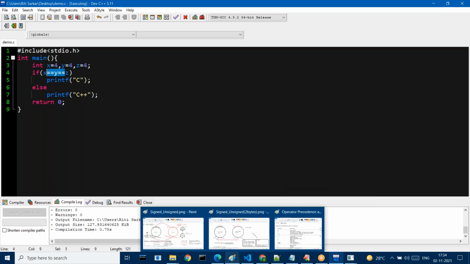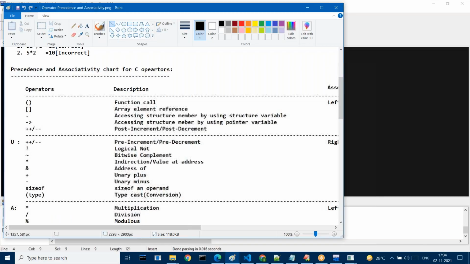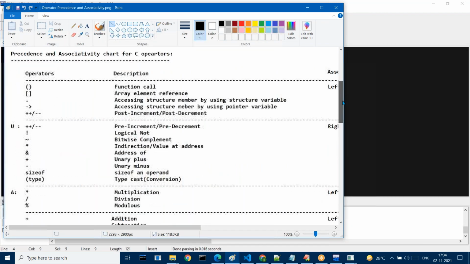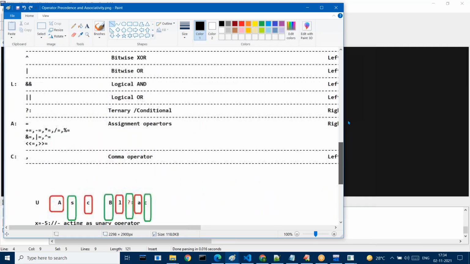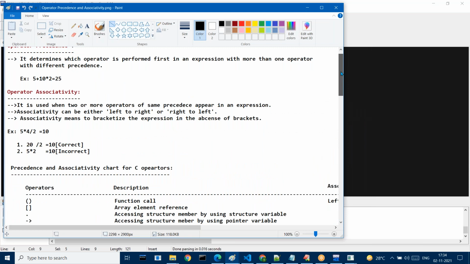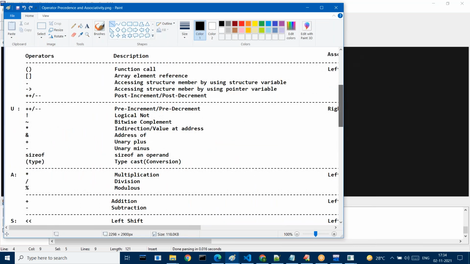Before that, guys, how will you remember the entire precedence and associativity table? What is the shortcut for remembering this table? I will ask you to remember only this part, not the entire table. And it's not difficult to remember, because from your childhood you know that Bodmas rule.